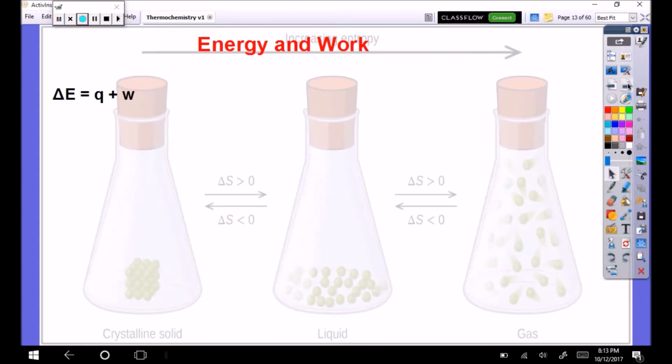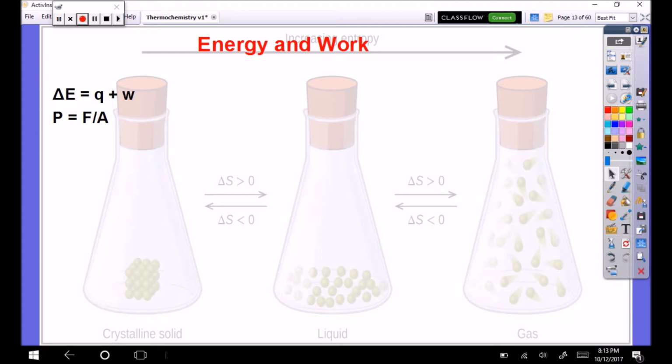Okay. So energy and work. On the last play posit, I gave you that equation briefly for energy. We have our heat, which is Q, plus our work. And we also have to take into account pressure, because some of the examples we looked at were under constant pressure. Some of the examples we're going to look at now are not under constant pressure.